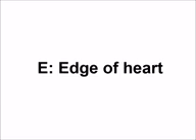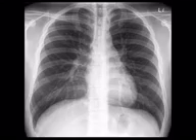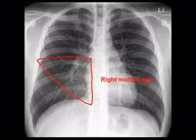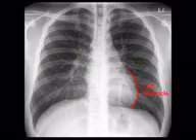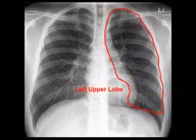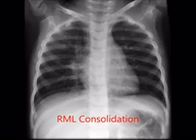Here you're looking for something called the silhouette sign. Are the heart borders clearly defined? If not, this indicates that there is lung consolidation present. Remember the normal anatomy? The right heart border touches the right middle lobe, while the left heart border touches the left upper lobe. These borders may be less well defined if there is consolidation in these lobes, such as in this example of right middle lobe consolidation.